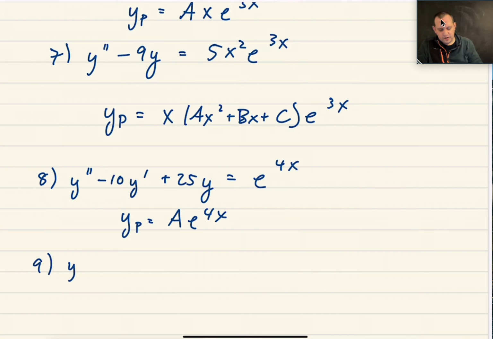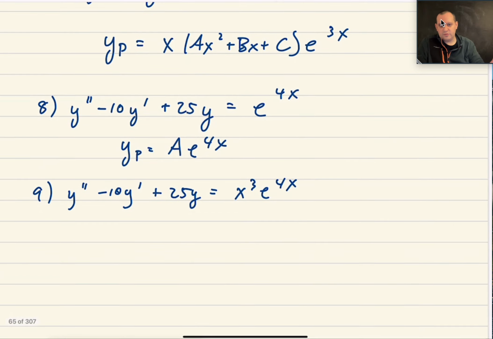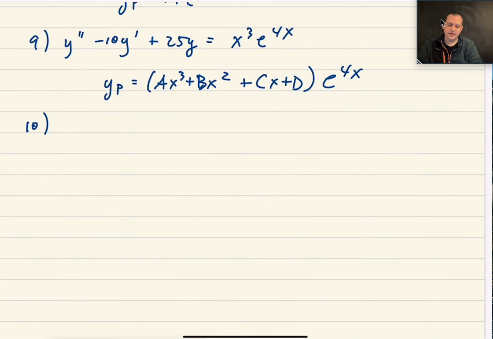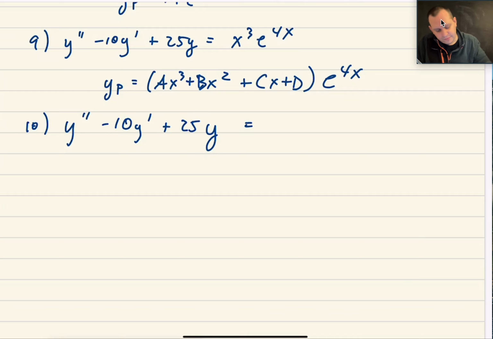If we were to have y double prime minus 10y prime plus 25y equals, say, x cubed e to the 4x, then again, 4 is not a root to the characteristic equation, so our particular solution is going to be something like ax cubed plus bx squared plus cx plus d, times e to the 4x. That's it. Next, let's say we have y double prime minus 10y prime plus 25y equals some constant times e to the 5x.